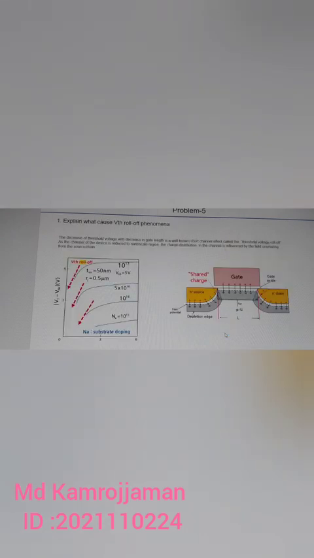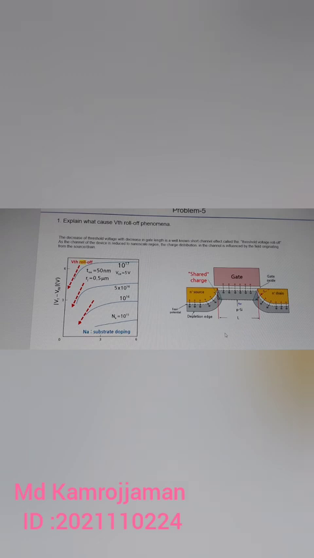Problem 5. Explain what causes the threshold voltage roll-off phenomena. The decrease of threshold voltage with decrease in gate length is a well-known short channel effect called the threshold voltage roll-off. As the channel of the device is reduced to the nanoscale region, the charge distribution in the channel is influenced by the field originating from the source and drain.